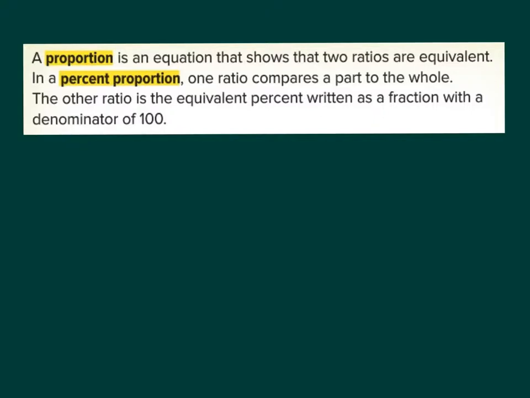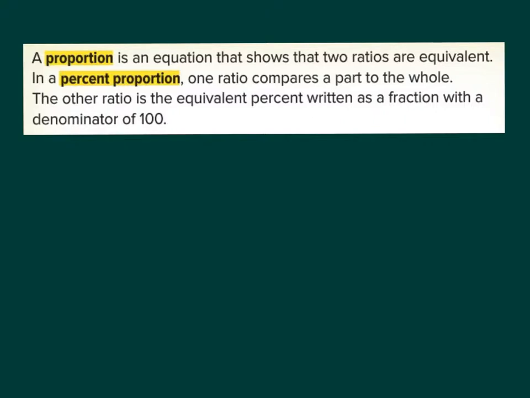Once again, a proportion is an equation that shows that two ratios are equivalent. So proportion just means that they are equal to one another. It's an idea of equivalent ratios. And in a percent proportion, one ratio compares a part to the whole, and the other ratio is the equivalent percent written as a fraction with a denominator of 100.